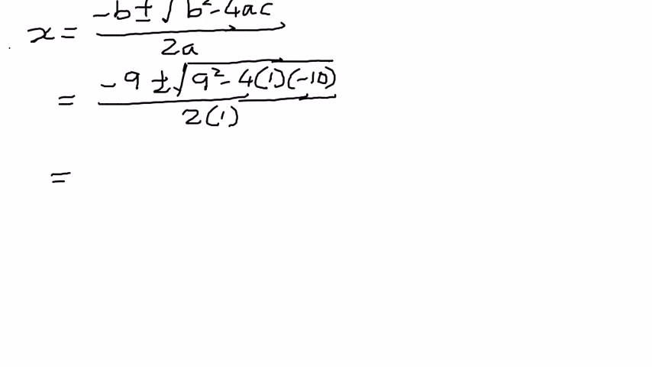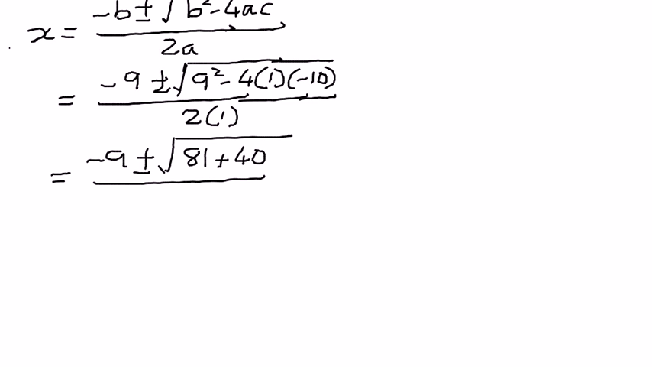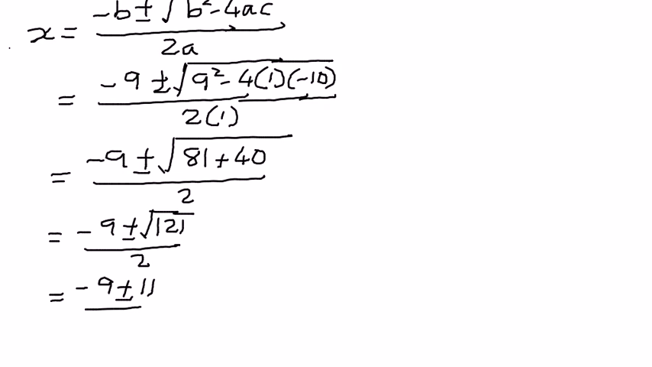Therefore, when we expand this, it's going to expand as follows: negative 9 plus or minus the square root of 9 squared is 81, and then negative 4 times 1 is negative 4, times negative 10 will be positive 40, divided by 2 times 1 is 2. So therefore, negative 9 plus or minus square root of 121 divided by 2. 81 plus 40 is 121. Therefore, the square root of 121 is 11, isn't it? You can use your calculators, and then you'll see that the square root of 121 is 11. Negative 9 plus or minus 11 divided by 2.